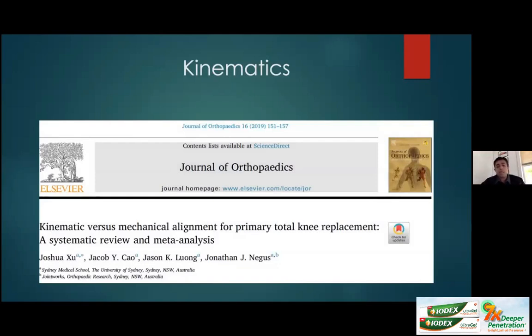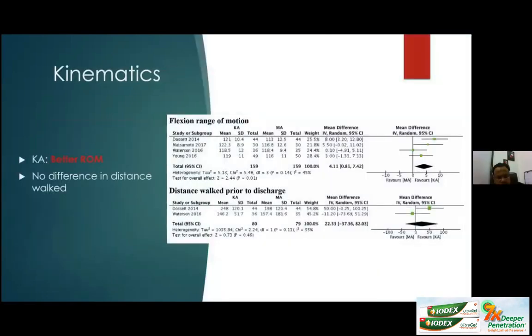Now, here is another group that looked at kinematic versus mechanical alignment, and they performed a systematic review and meta-analysis. What they found with these first plots is that you can see this diamond favors kinematic alignment on the right side, favors mechanical alignment on the left side, and 0. If it crosses 0, that means there is no statistically significant difference. If it doesn't, then there may be a difference. So in the first part, flexion, we can see the kinematically aligned knee seems to increase. So range of motion seems to be better. But does that translate into a functional advantage? We don't think so, because that seems to be all over the place.